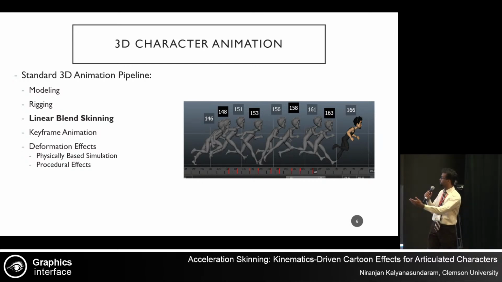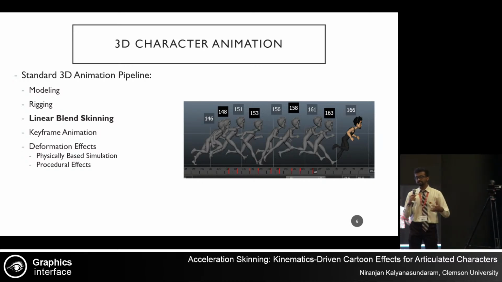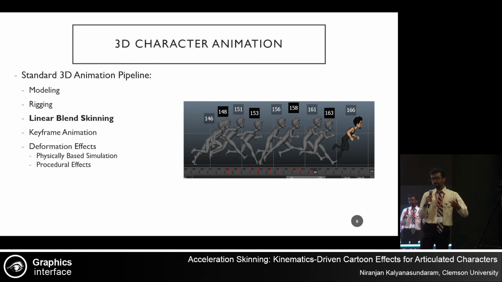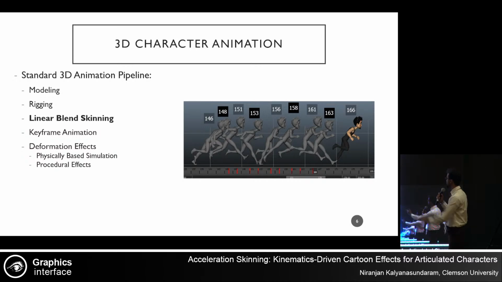So specifically, when we're talking about 3D character animation, the production pipeline fundamentally involves modeling, where you create the character, rigging, where you create a skeleton setup for the character, skinning, where you define or map the character mesh to the skeleton, so that when the skeleton moves, the character gets deformed with it. Keyframe animation, which is what you see on screen, where an animator can go in and define different poses for the character over time. And finally, deformation effects to add a bit of flair to the top of it.